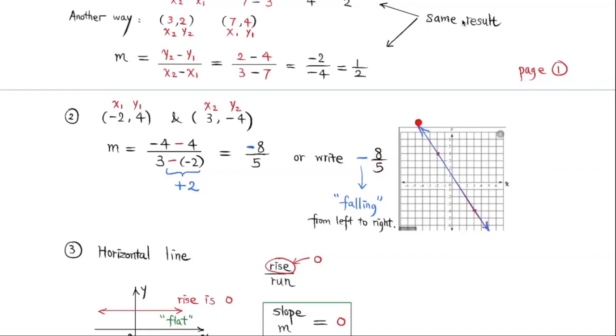Now notice what happened over here. If you graph these 2 points, you see the line that passes through these 2 points is actually falling from left to right. So the negative sign here indicates the line is falling from left to right.